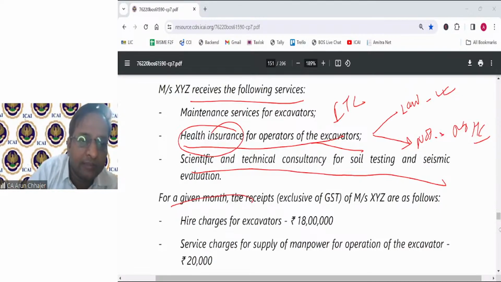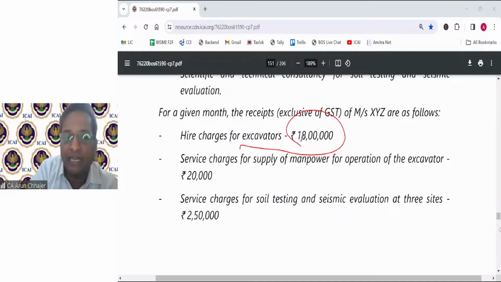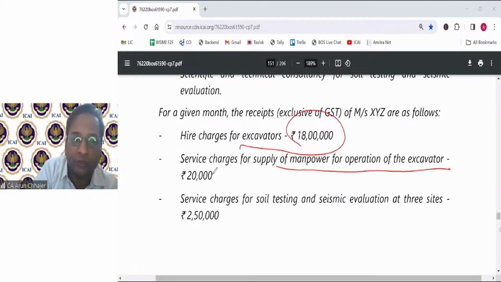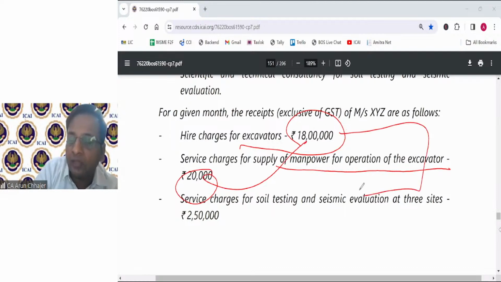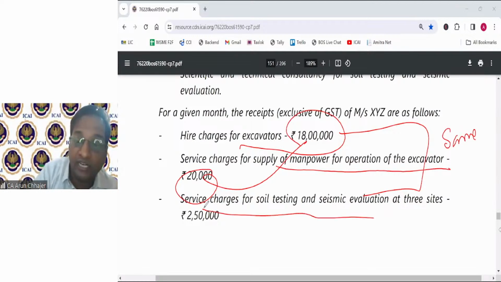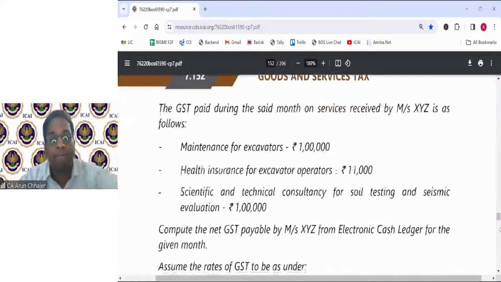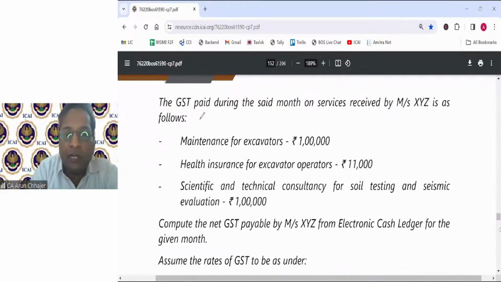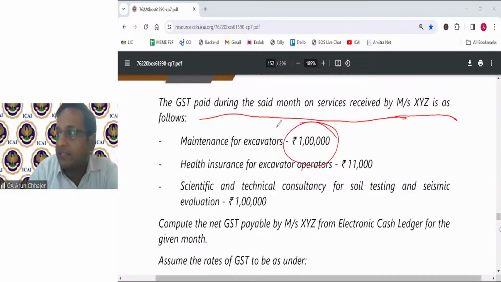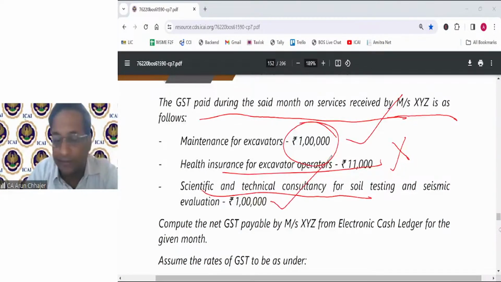ठीक है. Then they are saying for a given month, the receipts are as follows: hire charges 18 lakh, service charge for supply of manpower for operation 20,000. We can say on both the supplies the same tax rate would apply because it is a composite supply. Service charge for soil testing, individual supply, at the respective tax rate. They are saying GST paid during the said month on the services received by XYZ is as under. Maintenance ITC मिल जाएगा. Health insurance ITC नहीं मिलेगा if it is not mandated by law. Scientific and technical consultancy ITC मिल जाएगा.